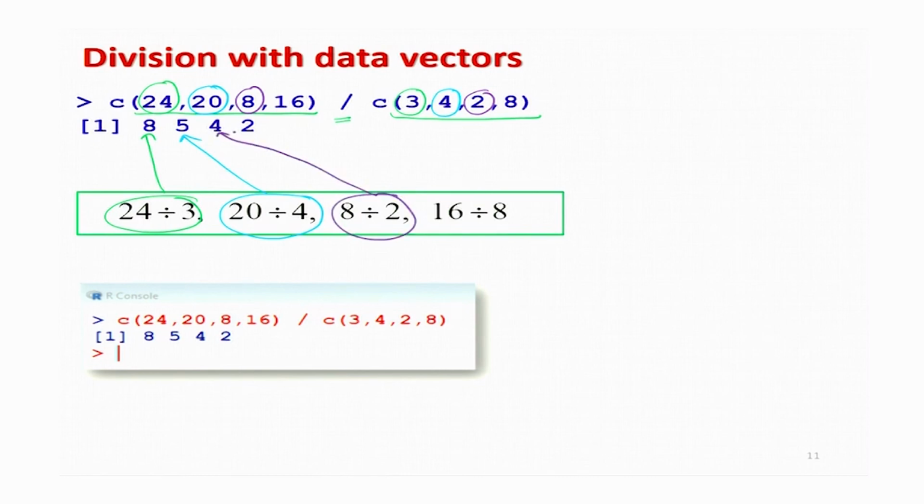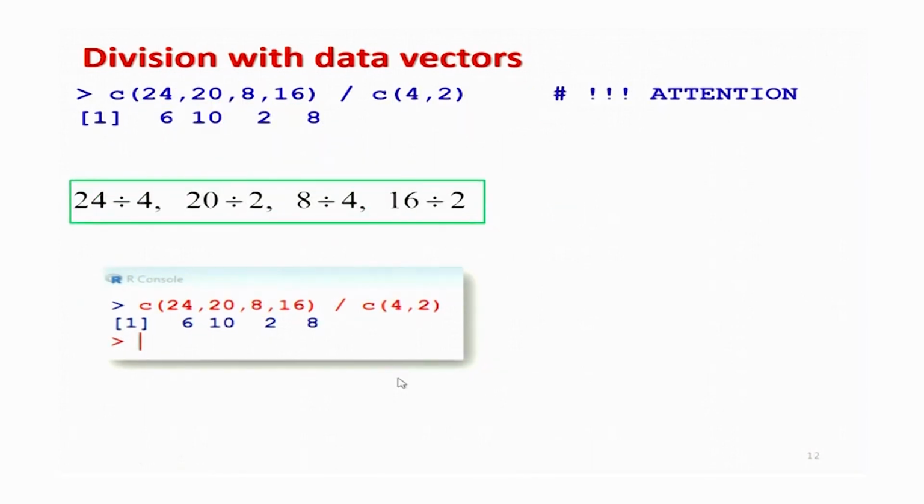And then finally, the value at the fourth position in the data vector 1, which is 16, and the fourth value in the data vector 2, which is 8, are going to be divided, so this will give you 16 divided by 8, which is the answer 2, and this is the screenshot. So, this is a very simple operation.